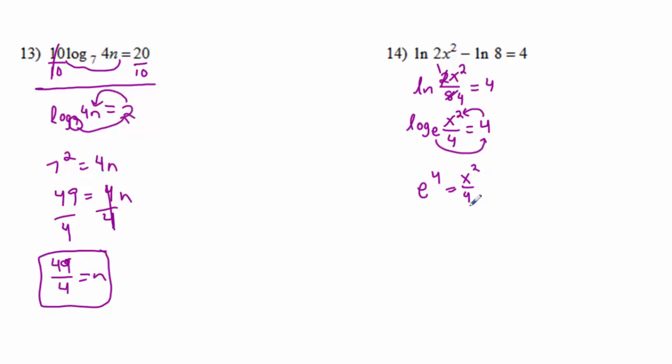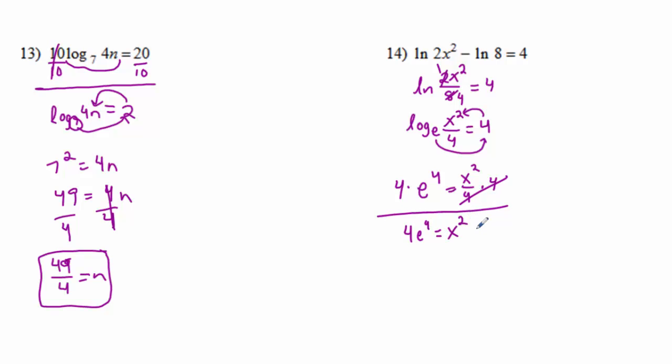And we practiced in the notes and on the worksheet not changing e to the 4th to a decimal and just keeping it as this e. So that's what we want to do. We want to times both sides by 4, which gives us 4e to the 4th equals x squared.